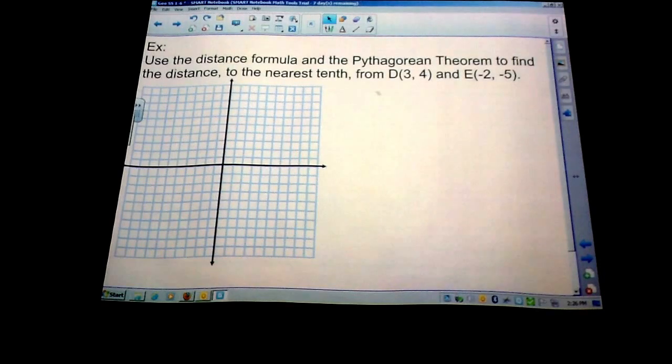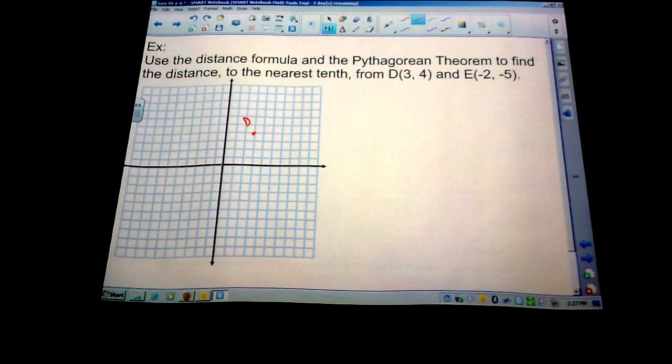Now we're going to look at it along with a distance formula problem. So I'm going to go ahead and plot point D, which is at (3, 4). So I'm going to come over 3, up 1, 2, 3, 4. I'm going to put that there and call it D. Now I'm supposed to be finding, to the nearest tenth, it looks like, the length of segment DE.